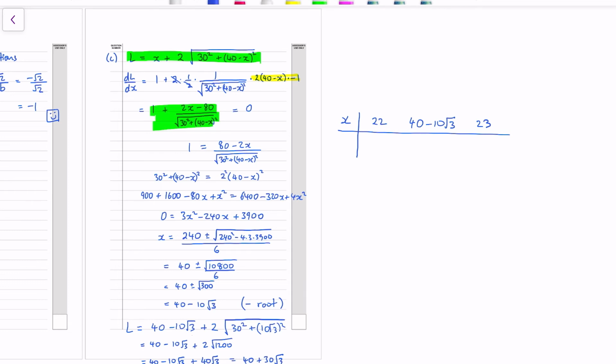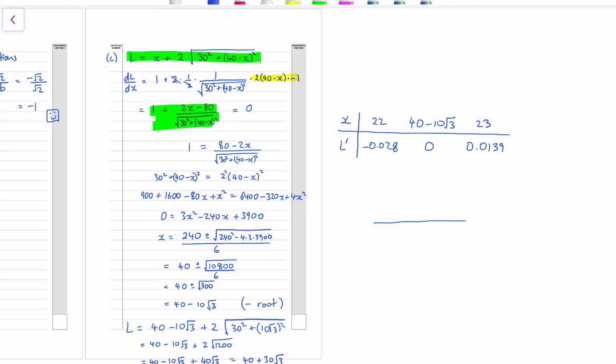Okay, so L dash. If I just do that, 1 plus, I'm going to make x 22. Using the table function on the calculator is quite nice, or even just a graph, because we want repeated substitutions. So I do it in the table function, and then I just change the value of x. I don't have to type out the whole formula again. Okay, and then x equals 22 gives me minus 0.028. Just testing, x equals 40 minus 10 root 3 should give me 0. Does, and then 23 gives me 0.0139.